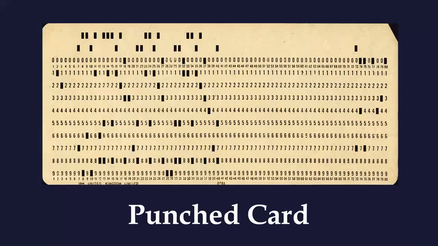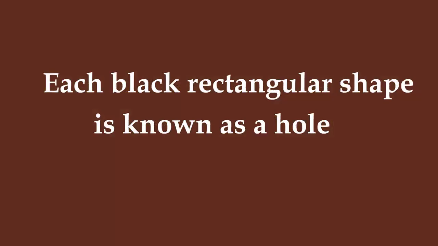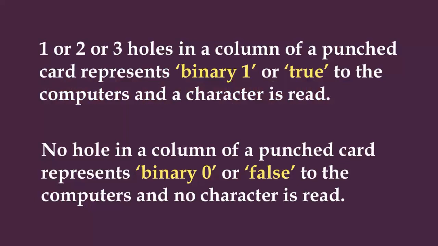A punch card is a piece of stiff paper that can be used to provide data and instructions to computer in digital form, that is in binary form. In punch card, the digital data is represented by the presence or absence of holes in predefined positions. In a punch card, each black rectangular shape is actually a hole, which is made by hand or any punching machine.